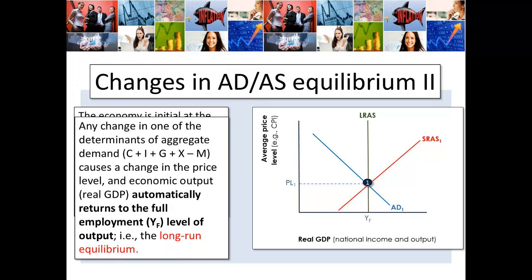Now we know that any change in one of the determinants of aggregate demand or possibly aggregate supply is going to cause a change in equilibrium. Here we're focusing on aggregate demand again, and any change in aggregate demand causes a change in the price level. The change in the price level causes economic output, we're talking real GDP, to automatically return to the full employment level of output. That's YF. And again, this is in the long run.